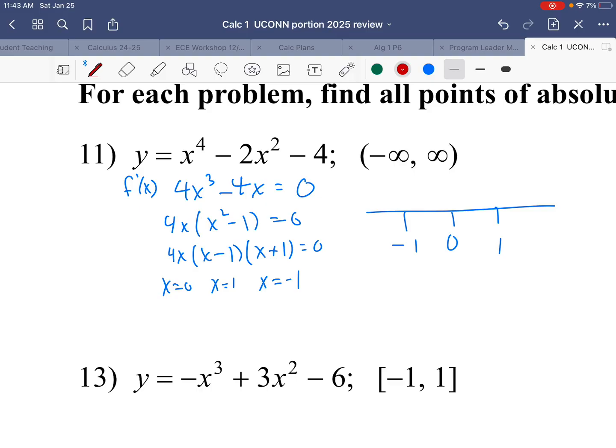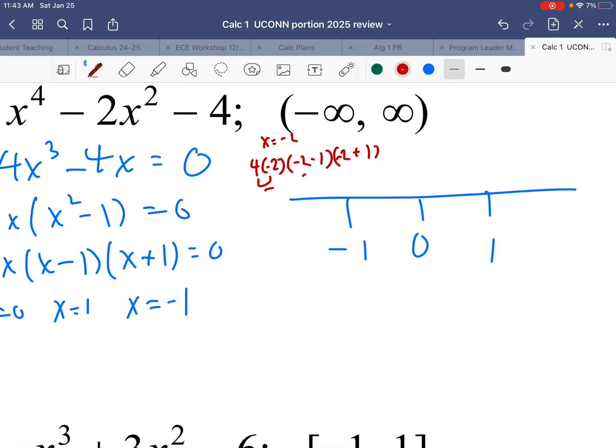So before this, again, I can use my factored form of the derivative to help me figure out what the sign of this is going to be. Let's say x equals negative 2. 4 times negative 2 times negative 2 minus 1 times negative 2 plus 1. This is a negative, and another negative, and a negative. So 3 negatives here make this negative. At some value between negative 1 and 0, we'll choose x equals negative 0.5. 4 times negative 0.5 times negative 0.5 minus 1 times negative 0.5 plus 1. These two will be a negative, this will be a negative, the last one will be a positive, so this is a positive.